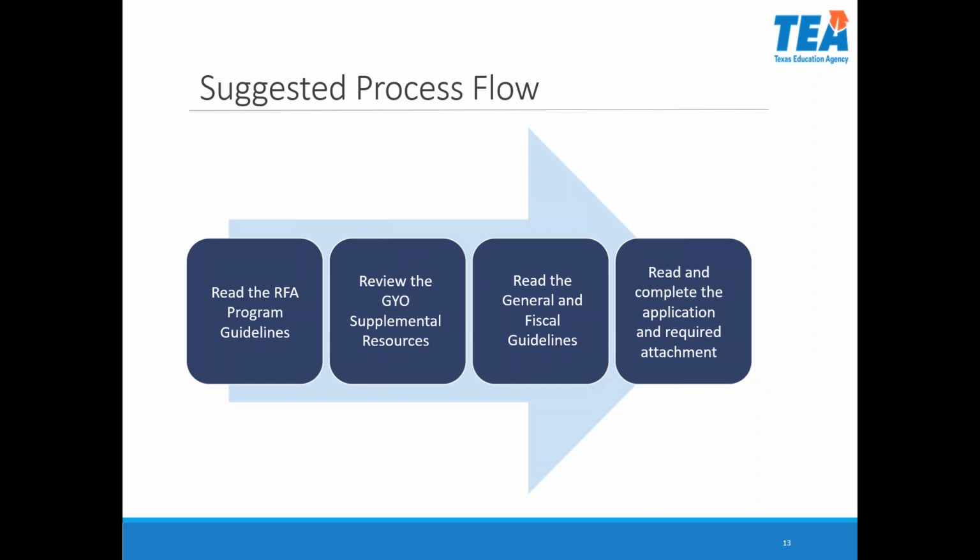Next, review any supplemental resources provided by TEA on the Grants Opportunities page. These resources provide relevant research, background information, and best practices aligned to the Grow Your Own initiative. These are excellent resources to reference when developing your own Grow Your Own path. Then, read through the general and fiscal guidelines. This document provides an overview of the application process and a detailed description of specific components of the application.